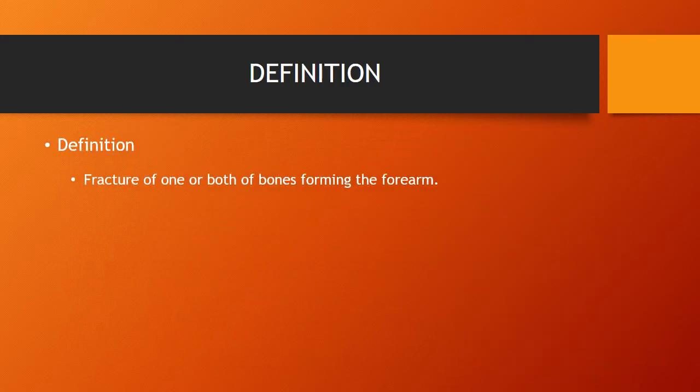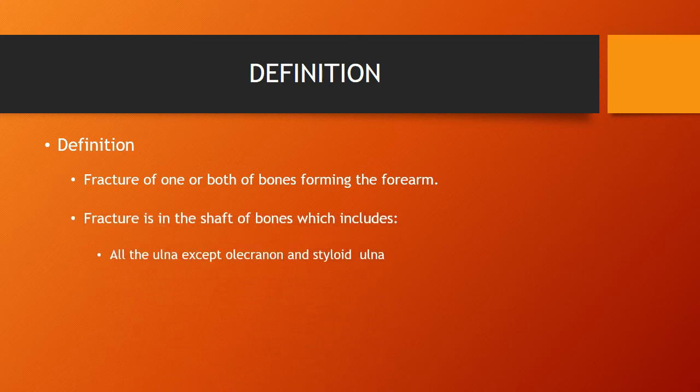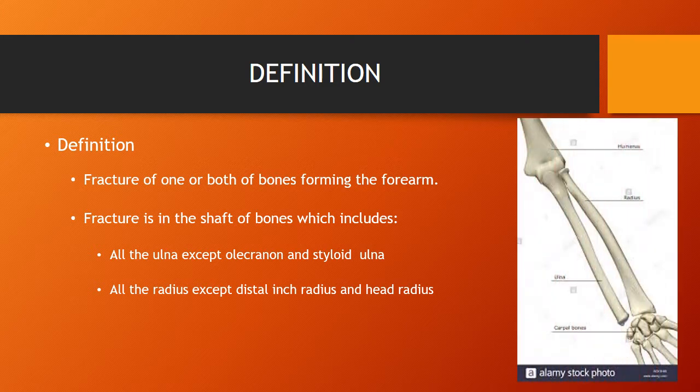What's the forearm fracture? This is the fracture of one or both of the bones forming the forearm. This area includes all of the ulna except the olecranon and the ulnar styloid, and all of the radius except the distal end of the radius and the radial head. You can see here in this photo the forearm bones, and this box represents only the area where the fracture occurs. We call it the both bones, or shaft of the forearm fracture.